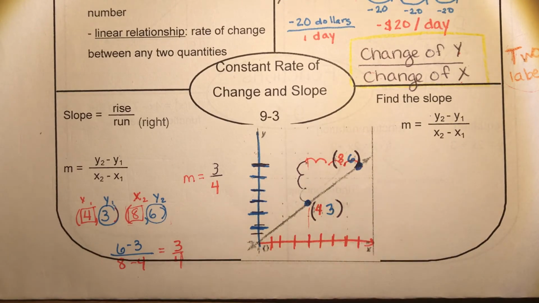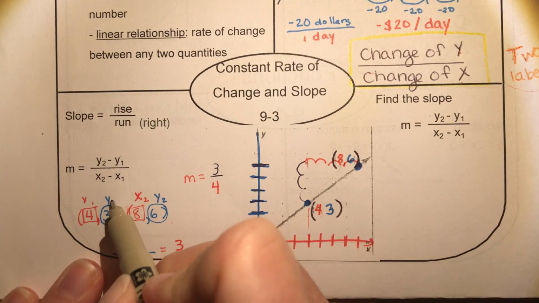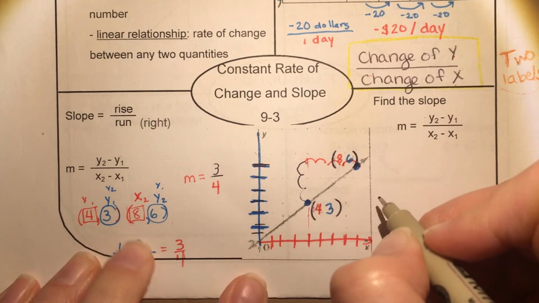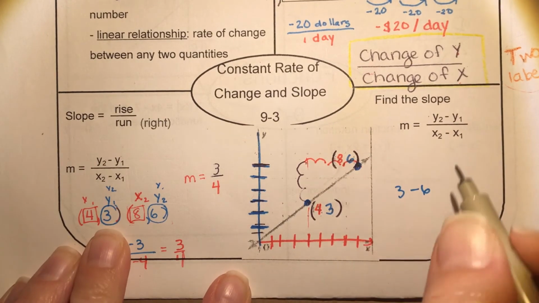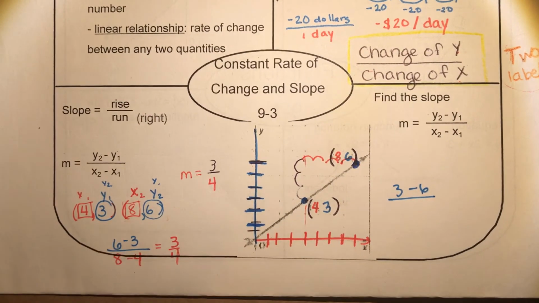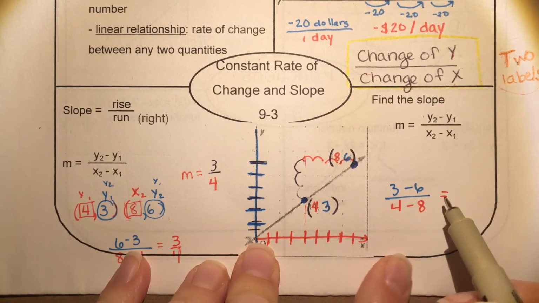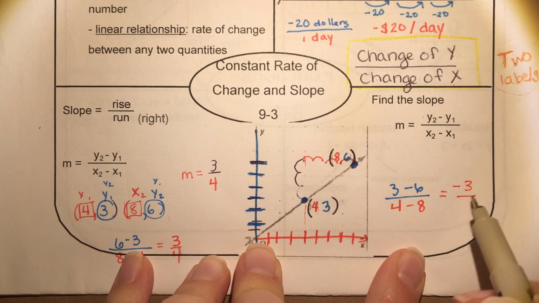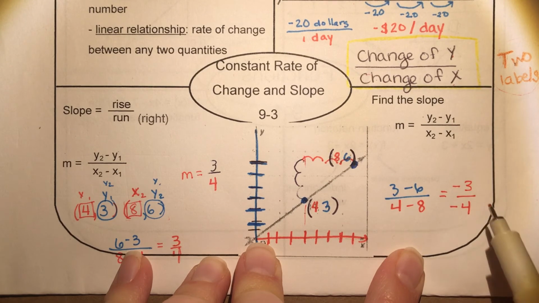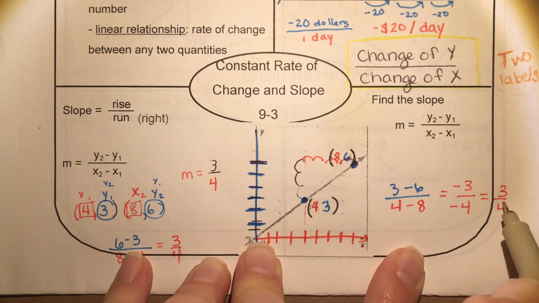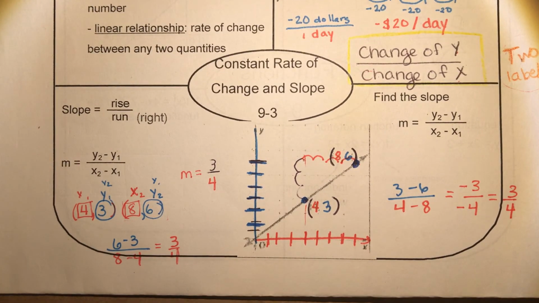I do hear the question, well, what if I would have taken the 4 minus the 8 and the 3 minus the 6? So I'm going to rewrite that same problem. What if I would have called this y2 and this y1? And that's okay. So I could have done 3 minus 6 over 4 minus 8. 3 minus 6 gives me a negative 3. 4 minus 8 gives me a negative 4. And a negative over a negative will give me a positive 3/4. So the slope is still 3/4.